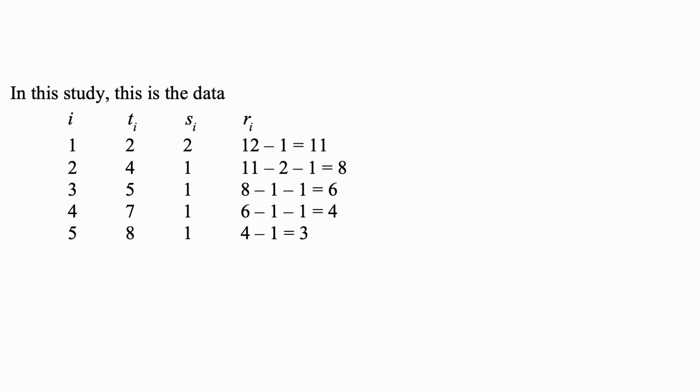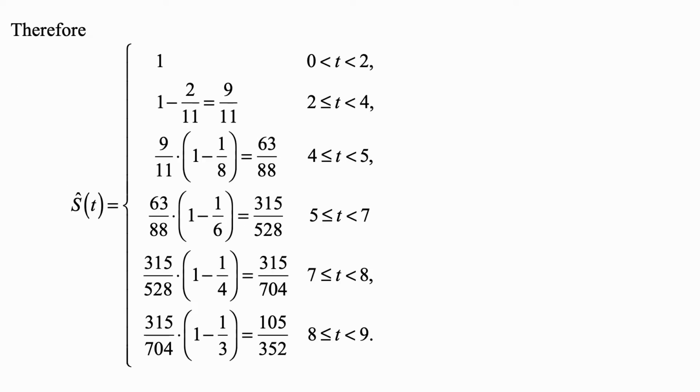And we calculate the Ris by taking the population minus the departures. You can see them for i equal to 1, 2, 3, 4, 5, and the times, and the Sis, and then Ris. So here is the estimate of the survival function. It's 1 before the first observation, then it's 1 minus 2 over 11, so 9 over 11 after those 2 are accounted for.